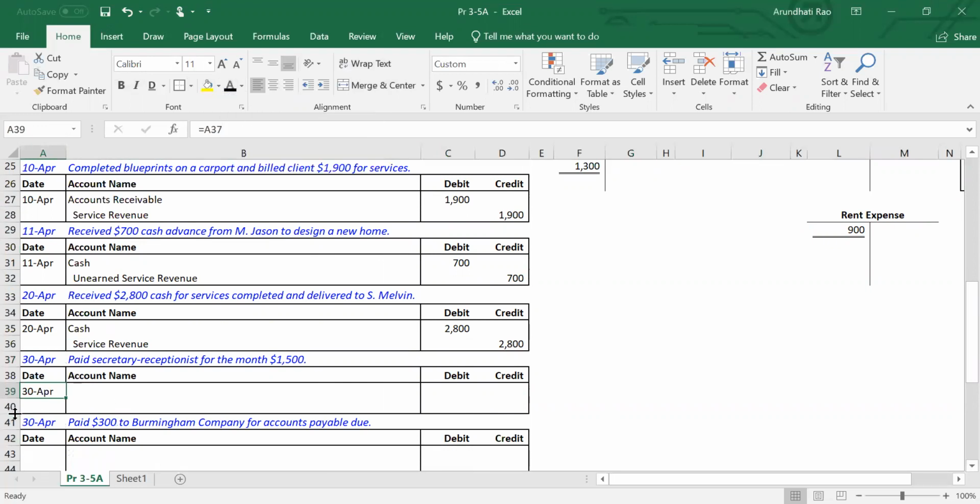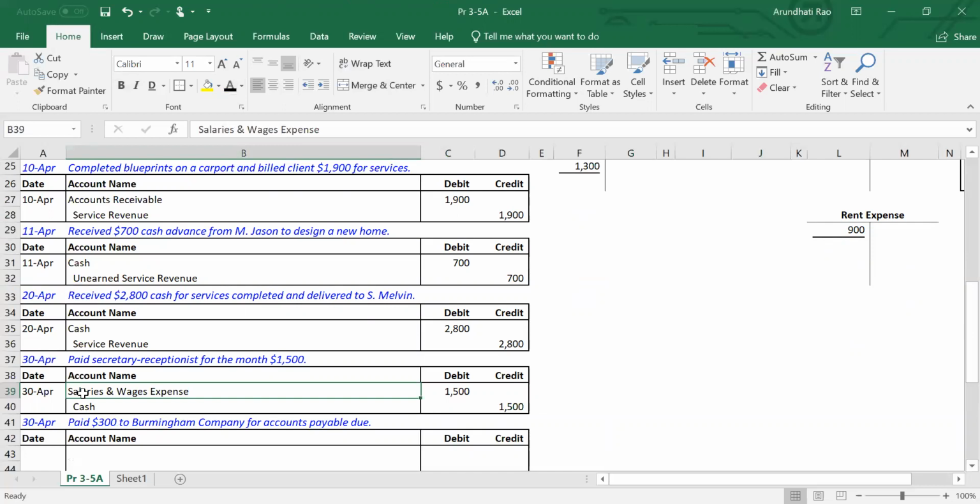I'm going to write the date. I know I'm paying cash. I know how much I'm paying. Okay. Why did I pay the cash? Because I got the benefit of the services of the secretary. So that is going to be an expense. The name of the account is salaries and wages expense.